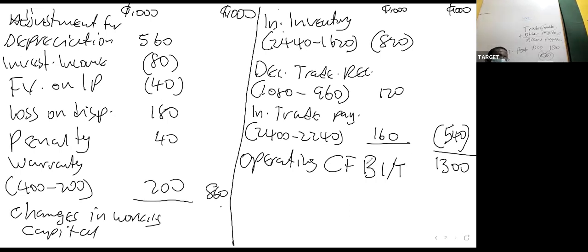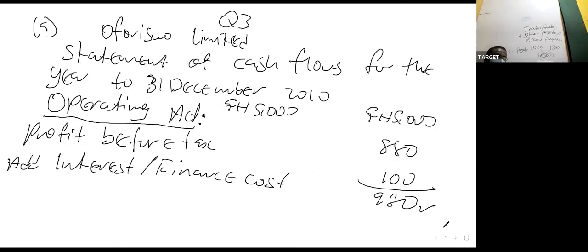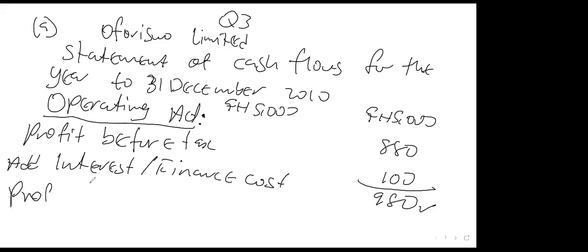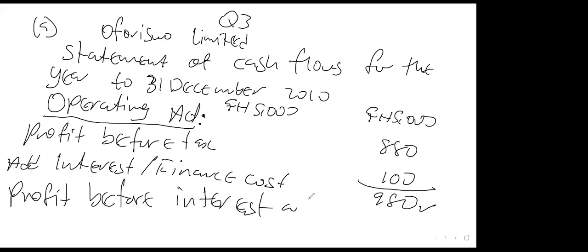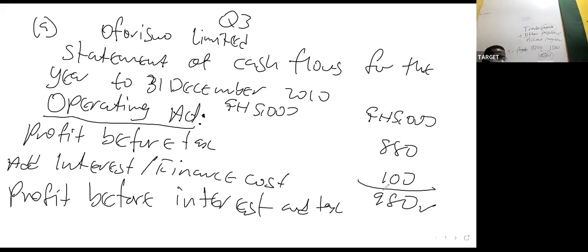Agreed. Now, let me tell you the good news about the indirect method. In the indirect method, we pick the profit before interest and tax. So this one is called profit. Let me write it: profit before interest and what? Tax. We pick this one and we massage it.